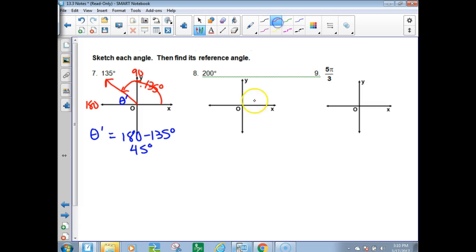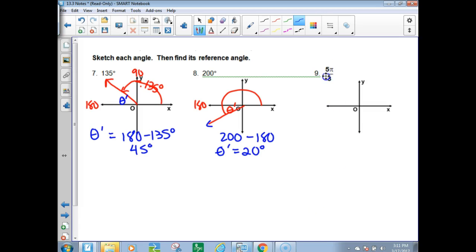Okay, the next one, 200 degrees would be past 180, so we're going to be getting into quadrant 3. The reference angle, again, is here with the x-axis. This time it's with the negative x-axis. I want to know that angle measure. In order to get it, I need to take my 200 and subtract 180. So the reference angle for theta is 20 degrees.